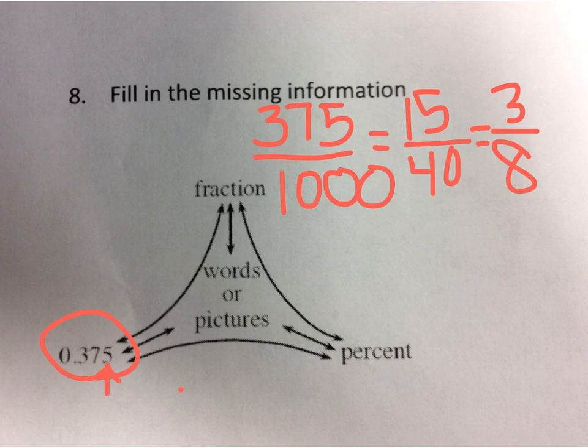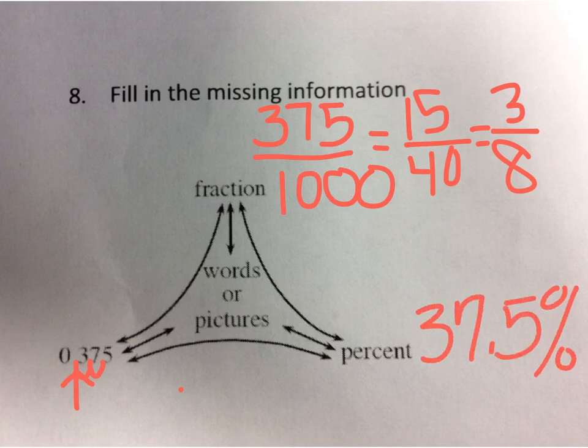Now I did the hard one first, so let's go to the percent. The percent's going to be pretty easy. So, let me erase what I have here. And my decimal point is going to move 2 spots to the right. So 1, 2. It goes between the 7 and the 5. One more problem.